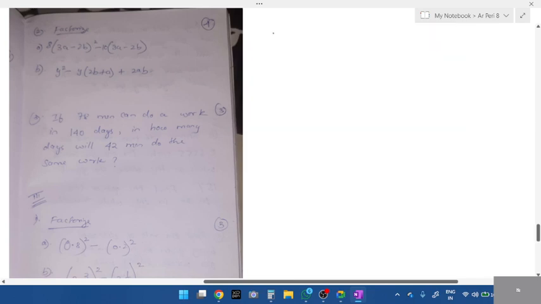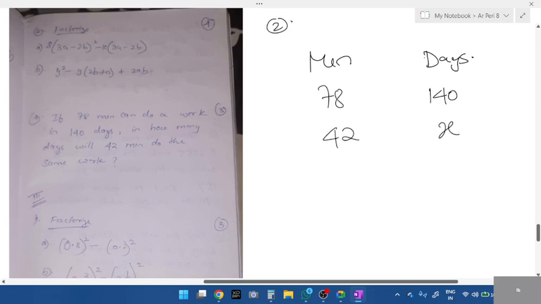Okay, next. If 78 men construct a house in 140 days, in how many days, which means X, in how many days will 42 men do it? Look here. If 78 men are there, just take the example of a house, students. 78 men take 140 days to construct a house. What about 42 men? If the number of men decreases, will the days increase or decrease? Yes. They will definitely take more number of days, right?